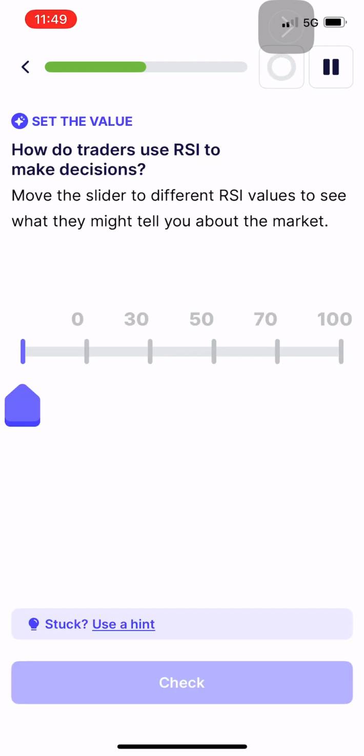Quick task. How do traders use RSI to make decisions? Move the slider to different RSI values to see what they might tell you about the market.